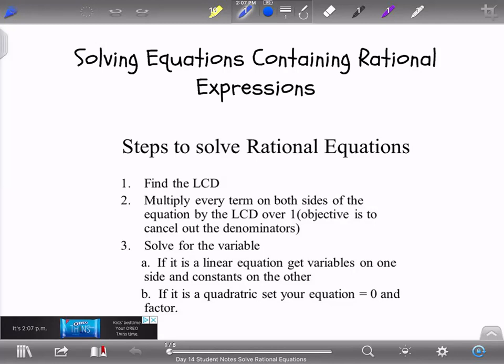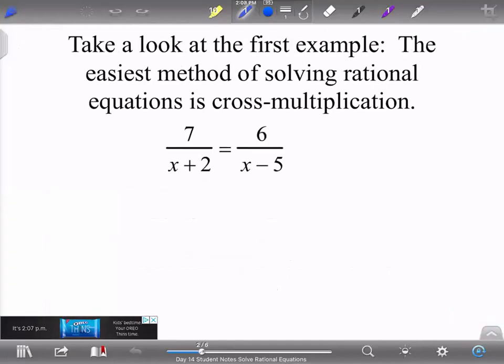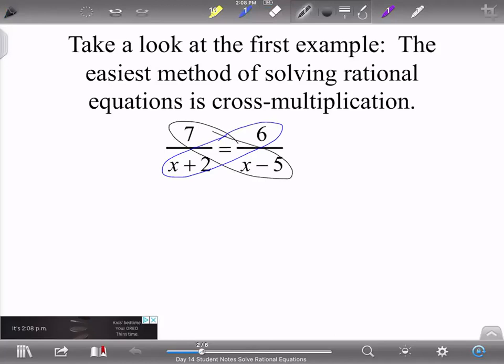So we're going to look at our first example here. Our first example is a rational equation. In this case, we have one fraction on the left and one fraction on the right. This is the easiest example, or the easiest method in this case would be to cross multiply. So hopefully you've seen cross multiplication before, where you're going to multiply these diagonals together and you're going to multiply these diagonals together, set them equal to each other.